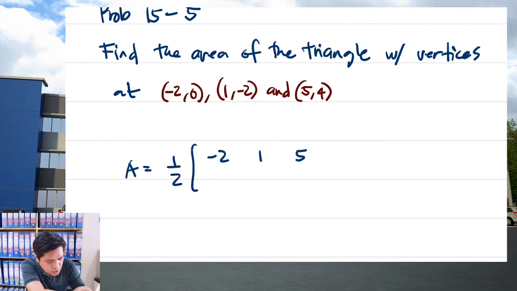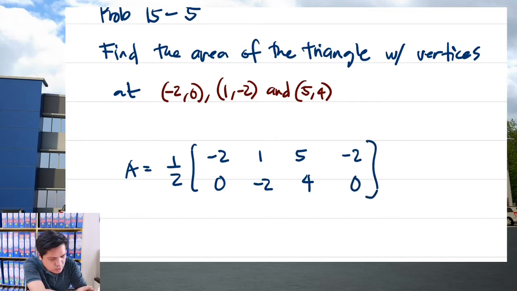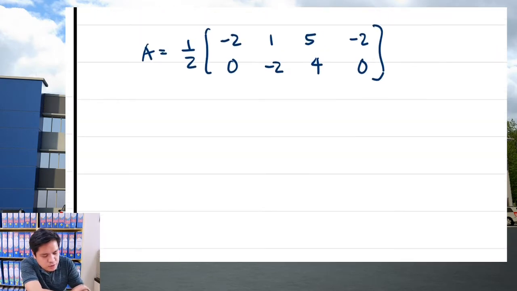Then, balik tayo sa -2. So, ito lang. -2, 1, 5. Then, balik tayo sa -2. Then, sa y naman, that's 0, -2, 4. Then, balik tayo sa 0. So, ito yan. 0, -2, 4. Then, balik tayo sa 0. And, yun na.